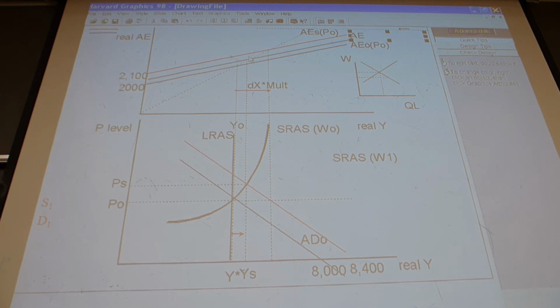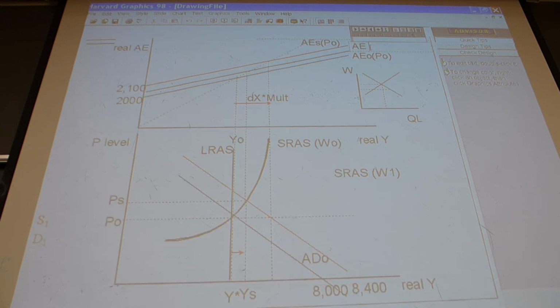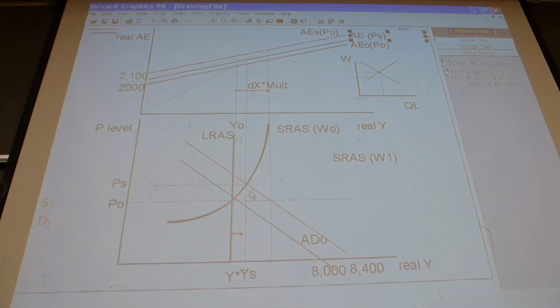Yes. The price has increased, right? So this is AE at PS. Look, prices go up. When prices go up, aggregate expenditure falls. Here's the equilibrium. All right, let's take a 10-minute break. All this stuff links together, so make sure you understand that and work it through.